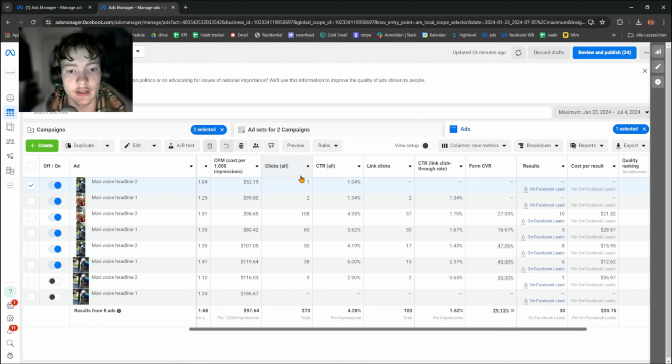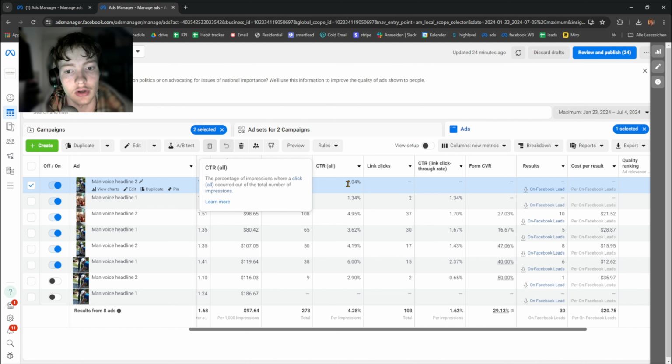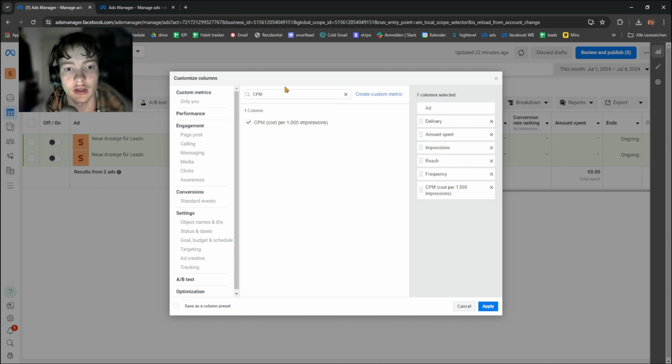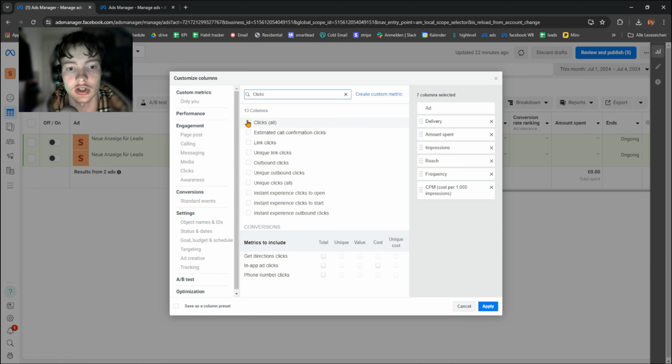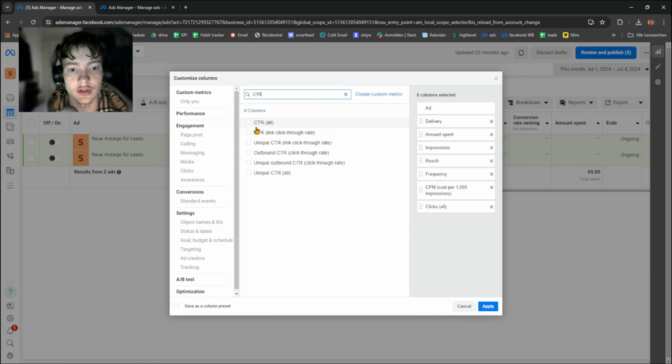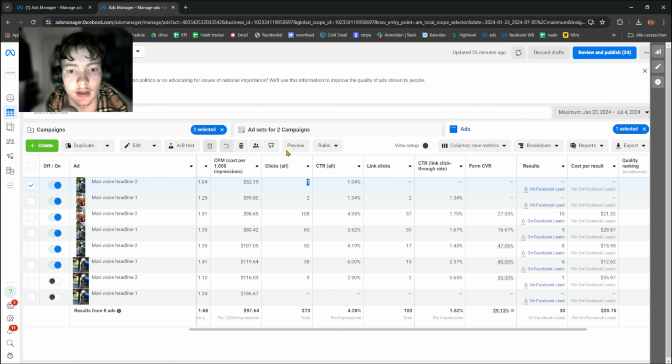And then the next metrics are the clicks all, and then the CTR all. So those are also tied together. For clicks all, you want to go in here, click clicks all, and check that, and you want to do CTR all and also check that. There are link clicks, which I'm about to speak about in a second, but there are clicks, normal clicks, and link clicks.